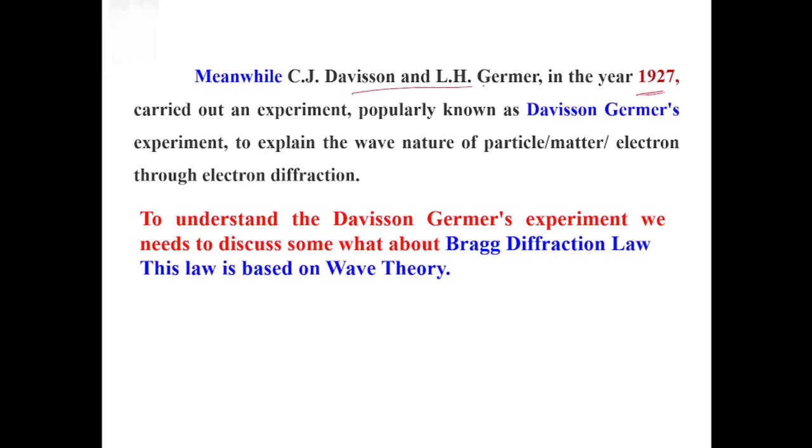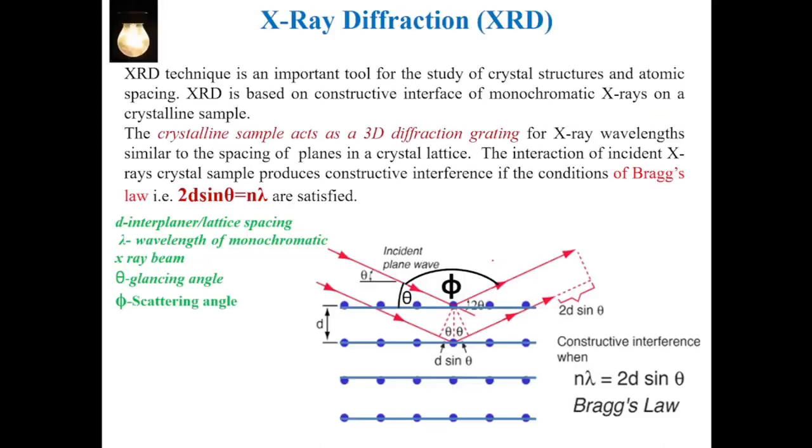In 1927, Davisson and Germer carried out an experiment, popularly known as the Davisson-Germer experiment, to explain the wave nature of the particle or matter or electron through electron diffraction, right? To understand the Davisson-Germer experiment, we need to discuss somewhat about Bragg's diffraction law, which is based fully upon the wave theory. What is Bragg's diffraction law?